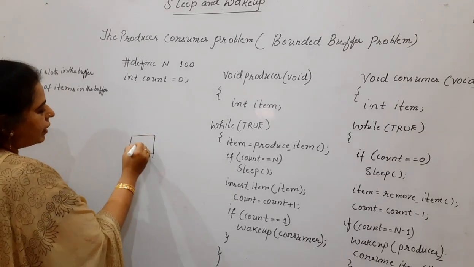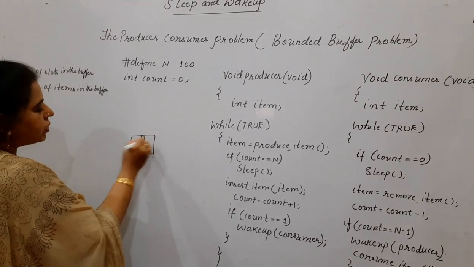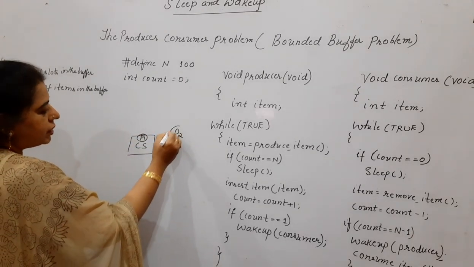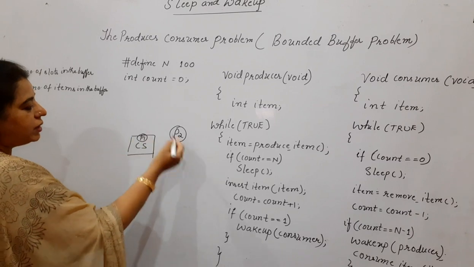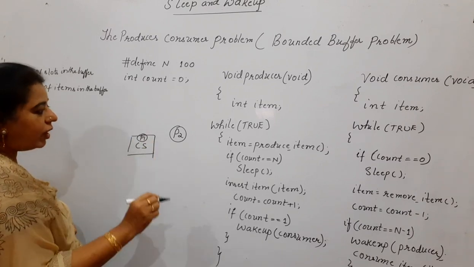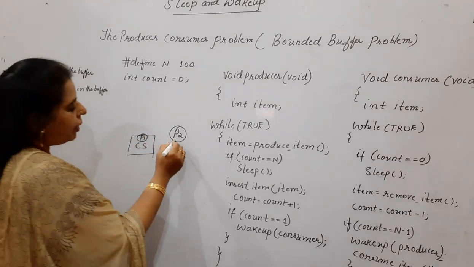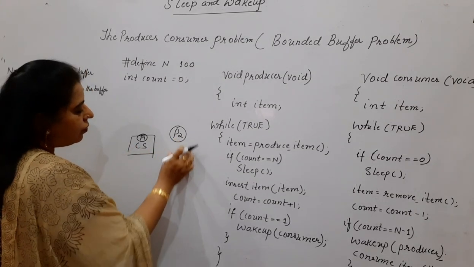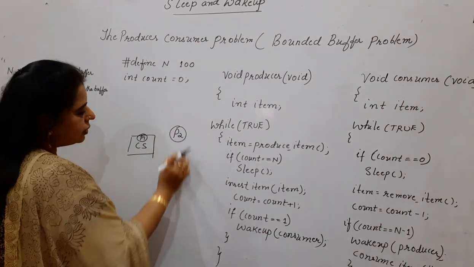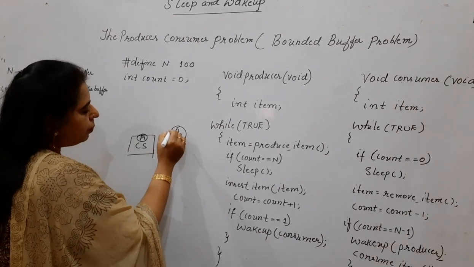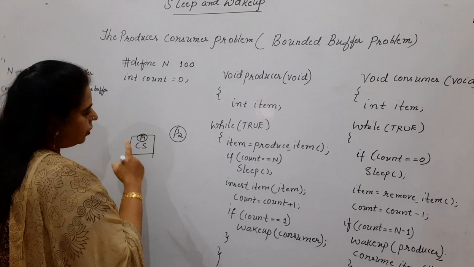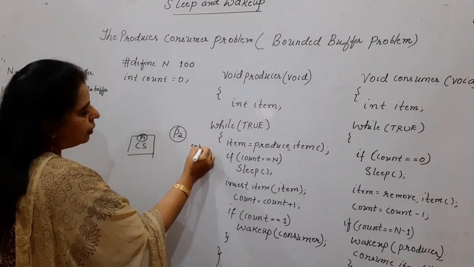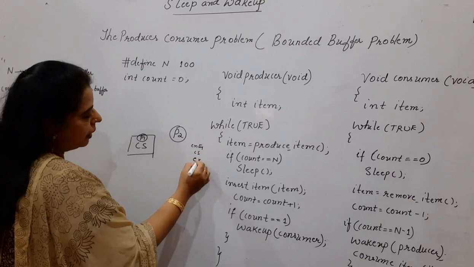Suppose this is the critical section. If P1 is already inside the critical section and P2 wants to enter into the critical section, in the previous solutions we have seen that P2 was busy waiting. Now we will avoid busy waiting. So P2, before entering into the critical section, will run that particular code, which is its defined solution, because every process always has an entry part, critical section part, and exit part.